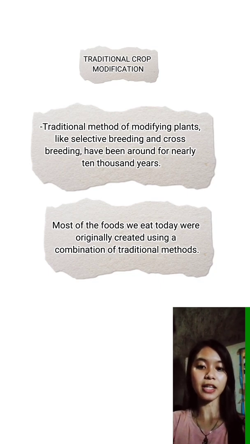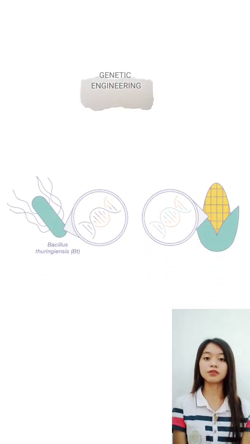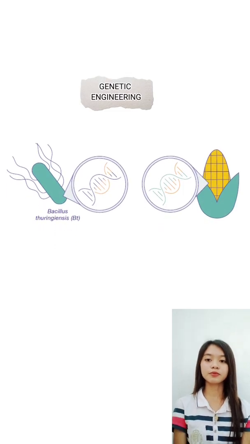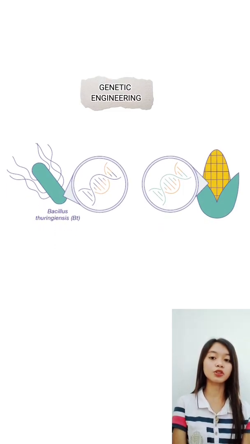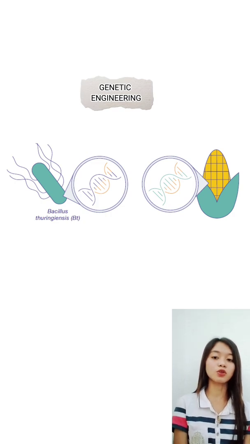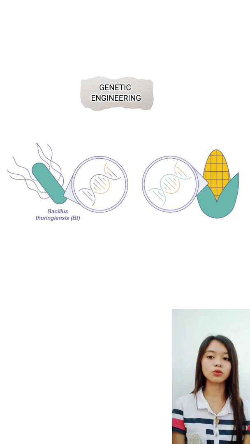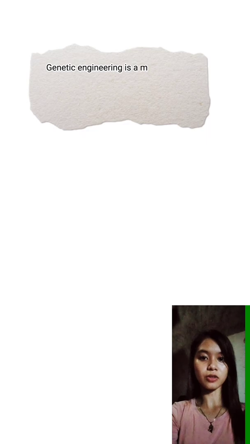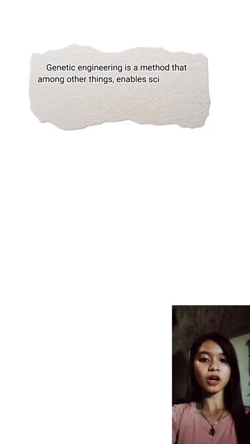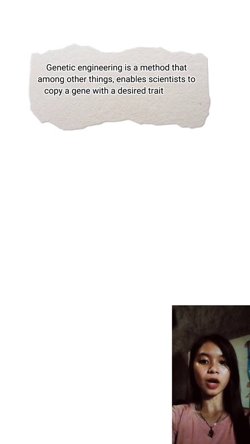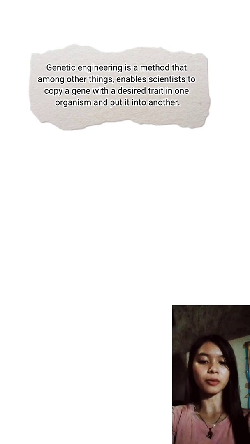Genetically modified plant. The plant features a novel genetic material combination that was introduced by modern biotechnology techniques. Second, genetic engineering. A gene in a soil bacterium is inserted into the DNA of the corn to create an insect-resistant corn. Genetic engineering is a method that, among other things, enables scientists to copy a gene with a desired trait in one organism and put it into another.